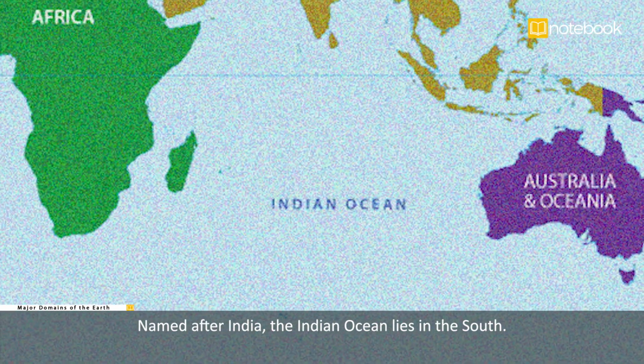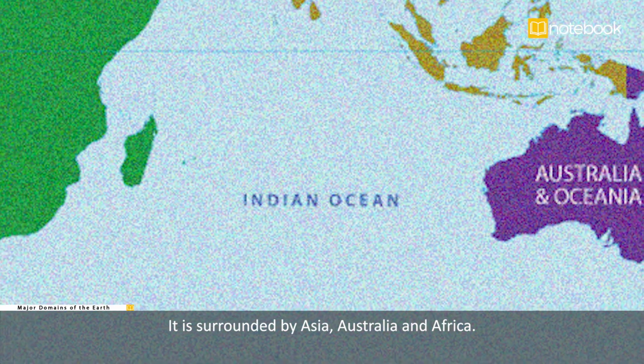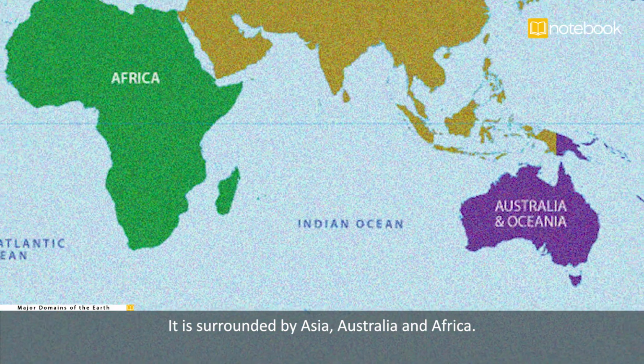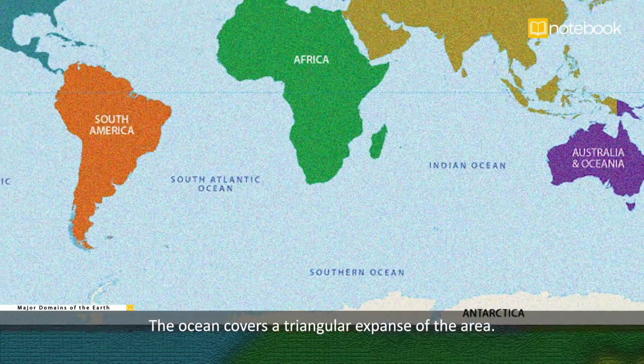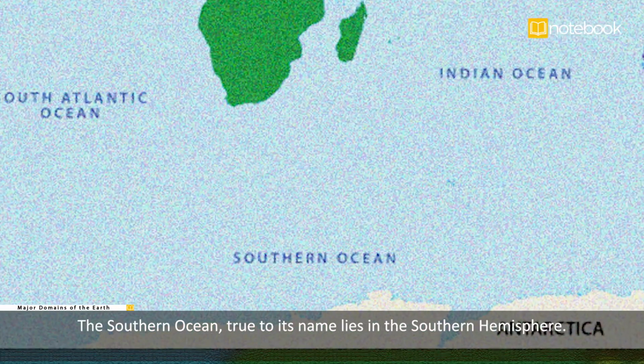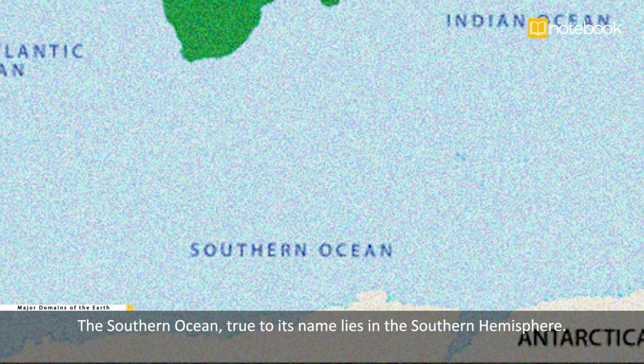Named after India, the Indian Ocean lies in the south. It is surrounded by Asia, Australia, and Africa. The ocean covers a triangular expanse of the area. The Southern Ocean, true to its name, lies in the Southern Hemisphere.